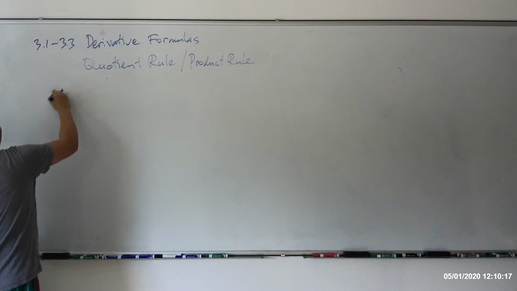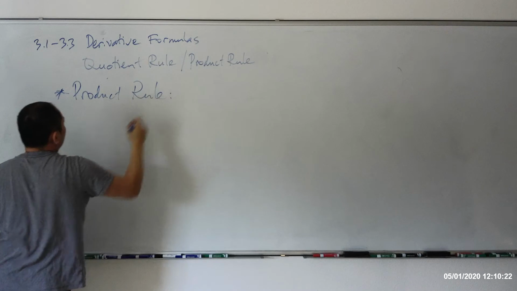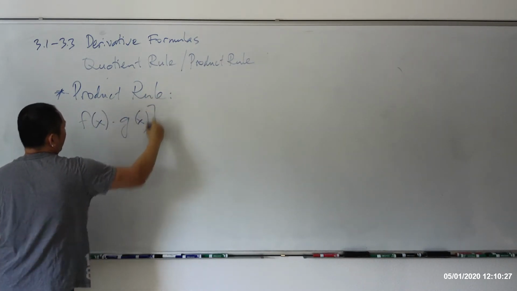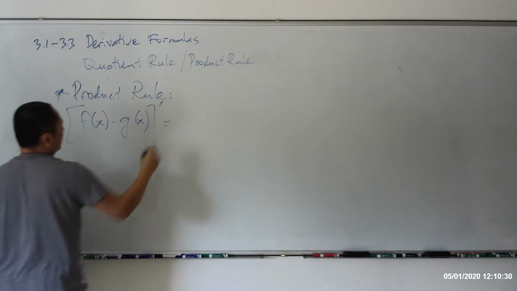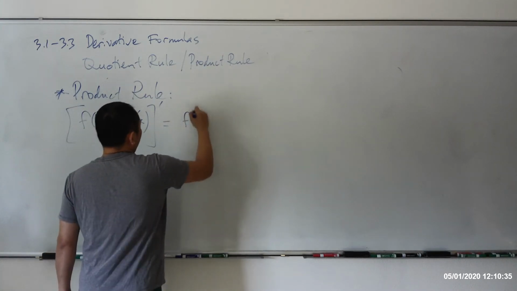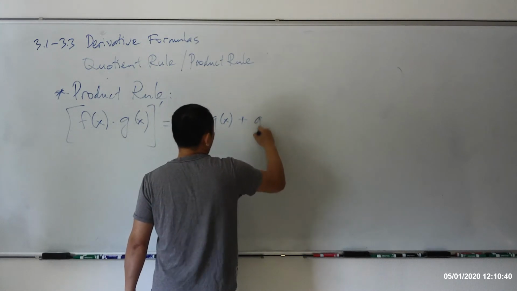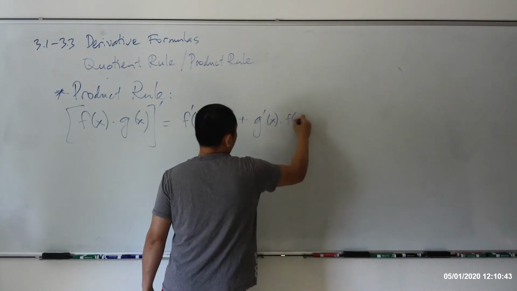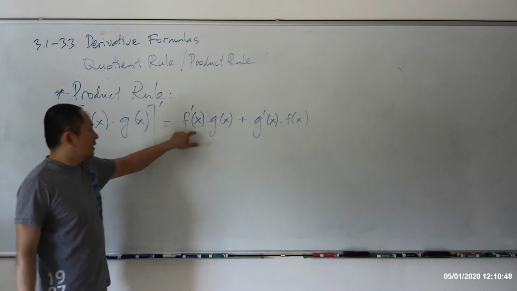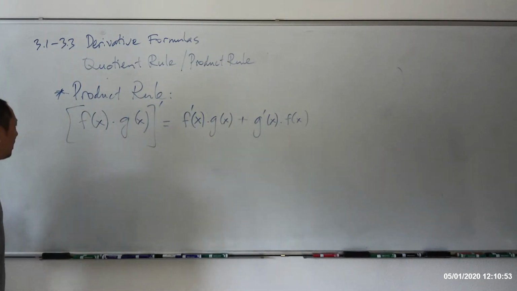Let's start with the product rule. You have two functions times each other, f of x times g of x, and then you take the derivative. The formula is f prime of x times g of x plus g prime of x times f of x. So for a product of two functions, it's the derivative of the first times the second plus the derivative of the second function times the first. This is a long way of writing. Let me put it in short.